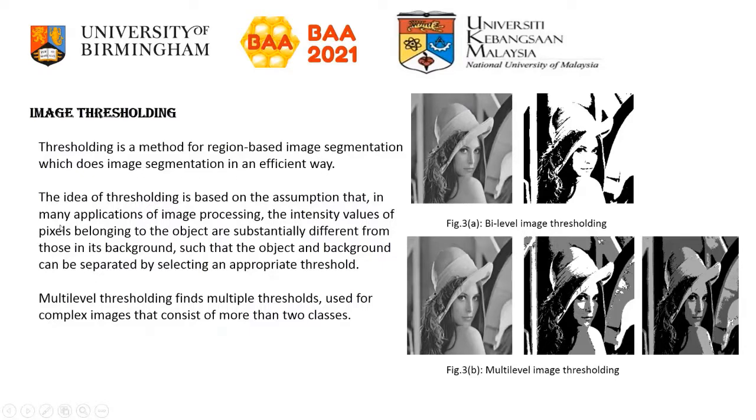The idea of thresholding is based on the assumption that in many image processing applications, the intensity values of pixels belonging to the object are substantially different from those of its background, such that the object and background can be separated by selecting an appropriate threshold. Multi-level thresholding finds multiple thresholds and is used for complex images that consist of more than two classes, as shown in figure 3b.